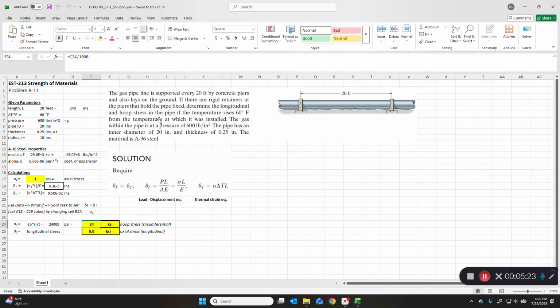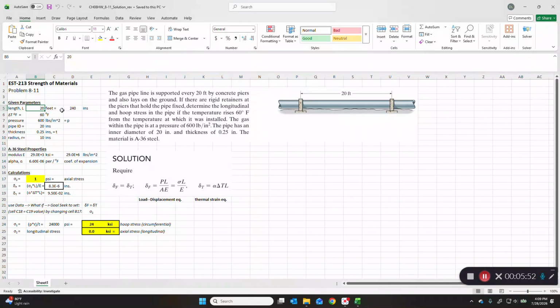So what they're asking you is sigma 2 is longitudinal and sigma 1 is hoop stress from this particular chapter. If the temperature rises 60 degrees Fahrenheit, we don't know the initial temperature, all we know is delta T. The gas within the pipe is pressurized, pressure is given, and the pipe has an ID and a thickness given, and the material is A36 steel. So we've got everything we need.